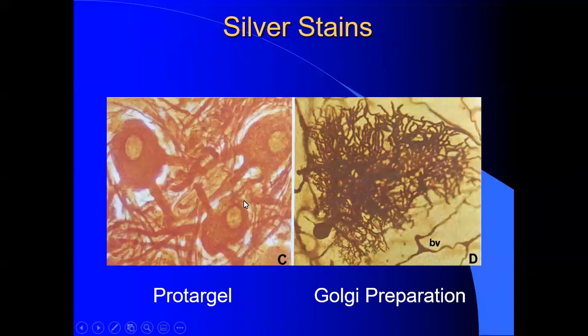This protargol is what was used by Bodian as his main research tool. This is the Golgi preparation, a silver stain. The thing about silver stains is that, so first of all, let's look at the silver stain here. Pretty amazing picture. This is a single neuron, all right? Here's the cell body. Here's the axon. Here's the dendritic tree.